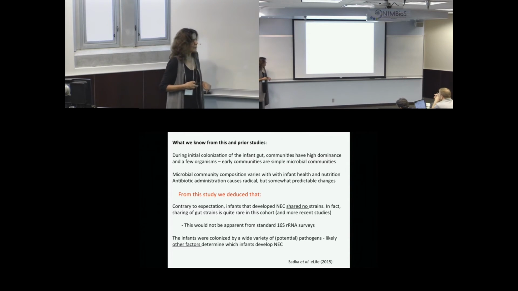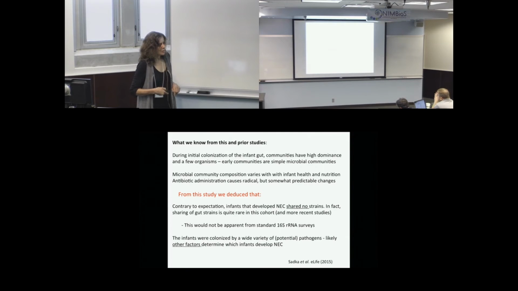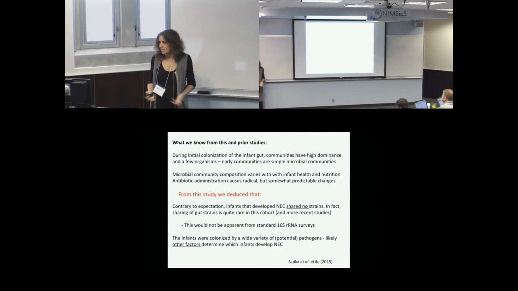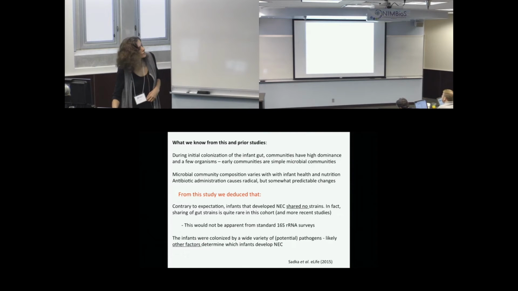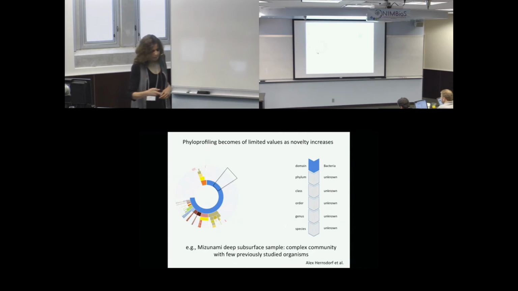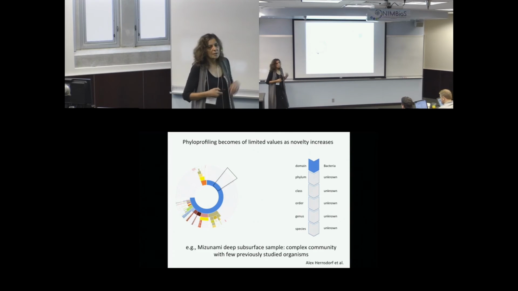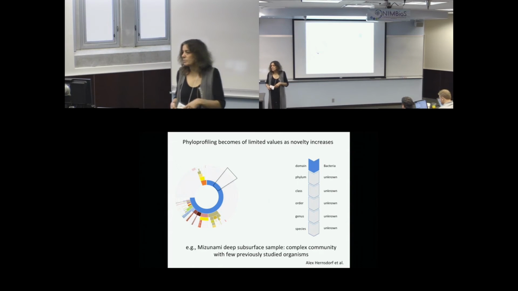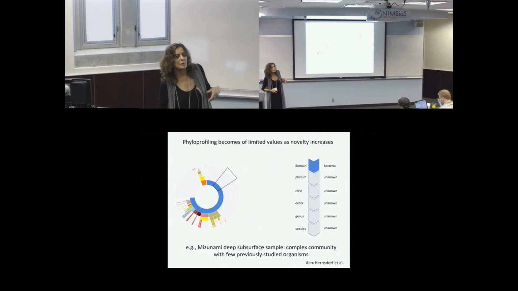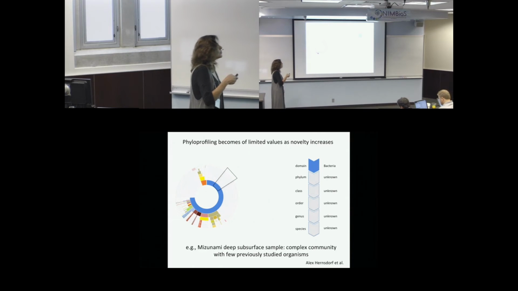And clearly that would not have been apparent. So basically, we would tend to believe that these infants were colonized by just a lot of different pathogens, and probably other factors determined that these infants became ill. So coming back to the topic of phylogenetic profiling, it works great in the human microbiome, especially in the infant human microbiome, though we've also done this with adult gut samples.